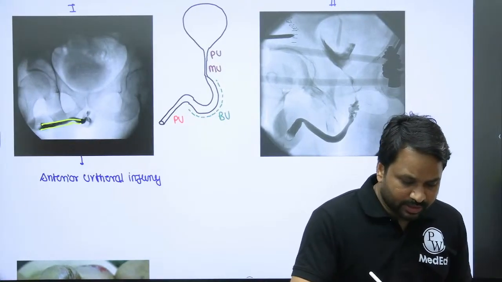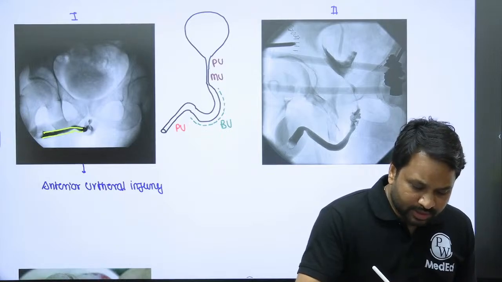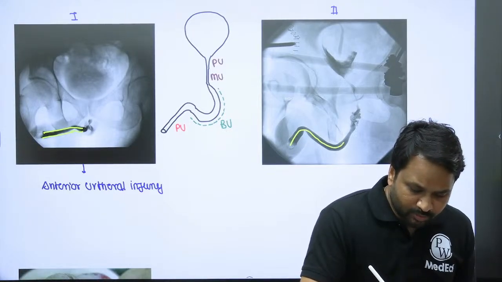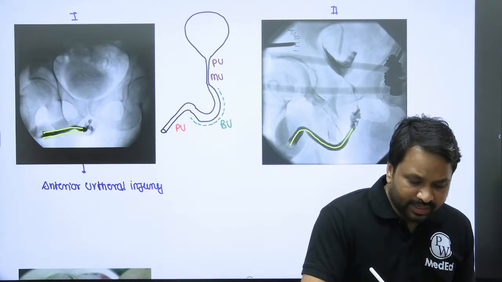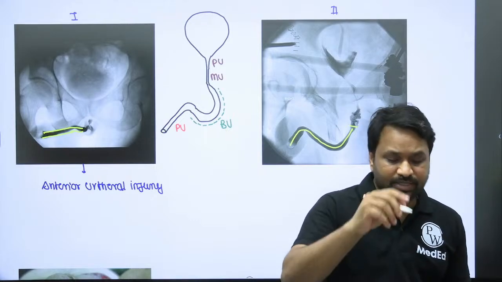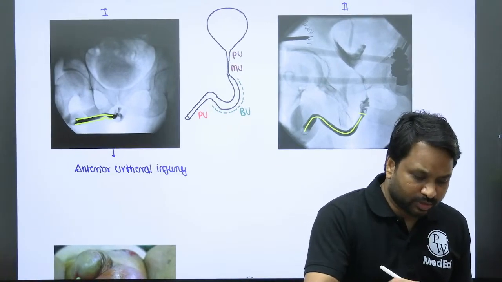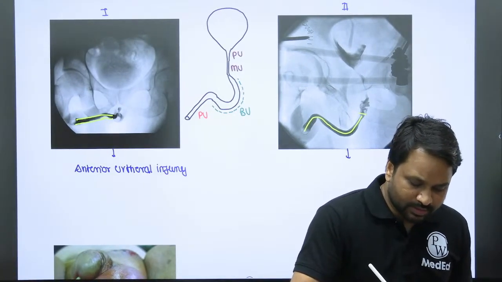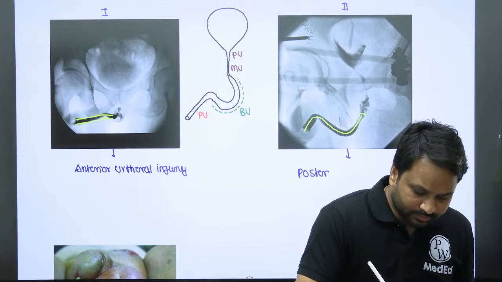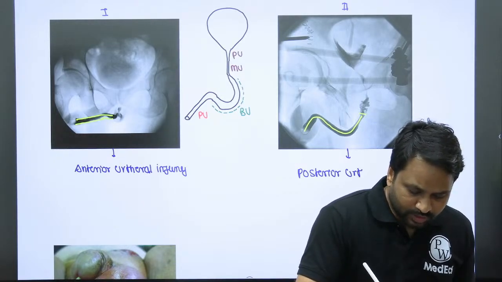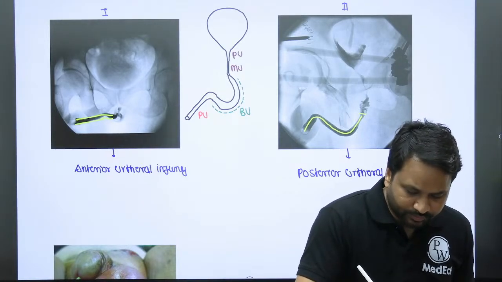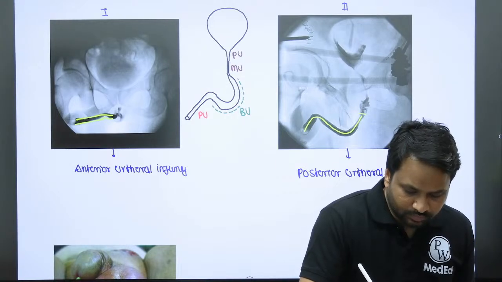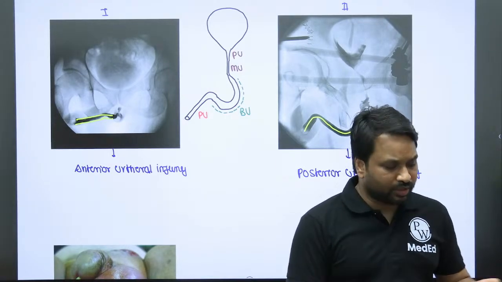Now here in image number 2, I am able to see the penile urethra. This is the hairpin loop, the bulbar urethra, and then the leak occurs after this. So that means it is in the posterior urethra, that is, on your membranous urethra. So this is your posterior urethral injury.